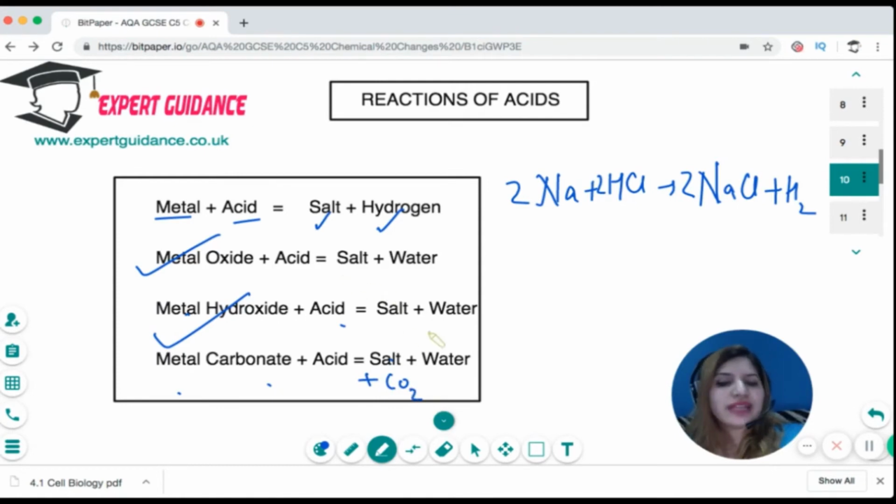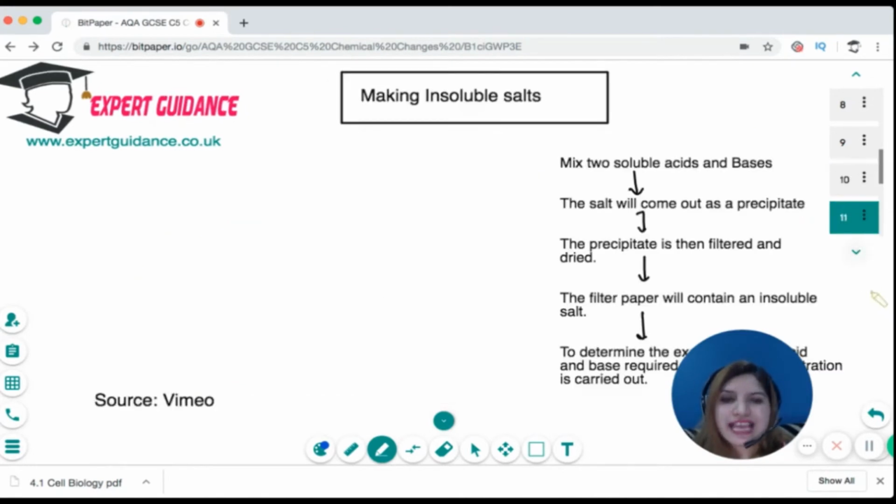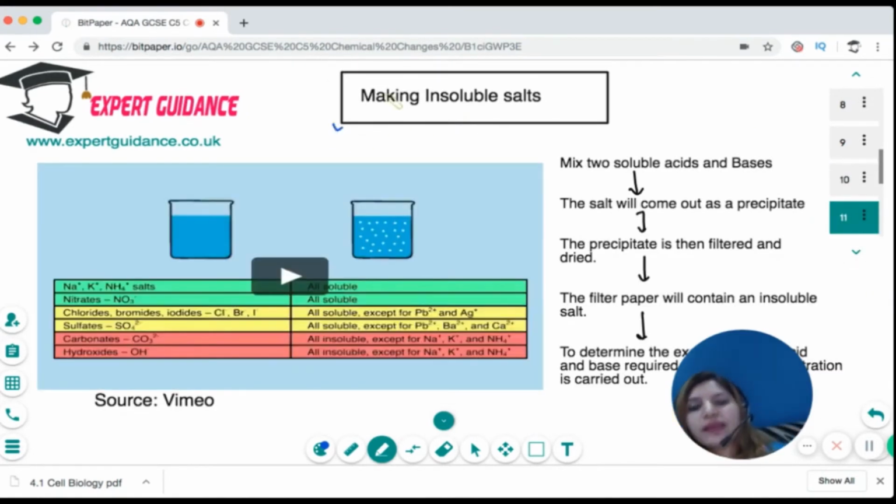So everything is salt and water. Just with carbonate, you have carbon dioxide. And if you have just a metal, there's no water, it's hydrogen. You need to remember the test for hydrogen, it's a squeaky pop test. Okay, now how do you make the insoluble salts?